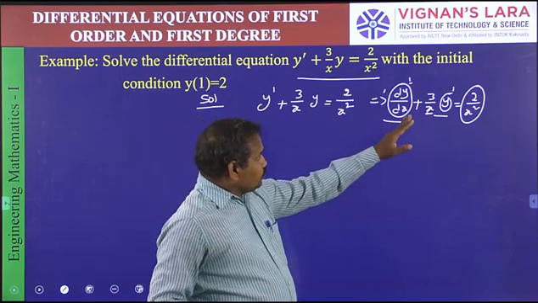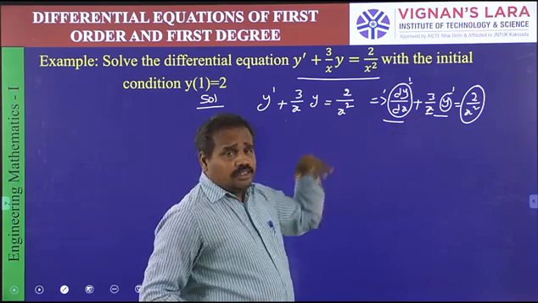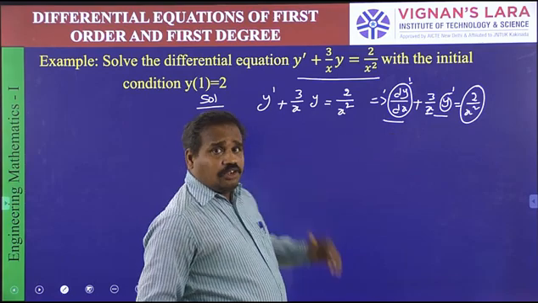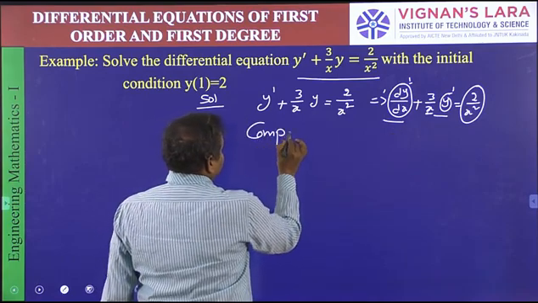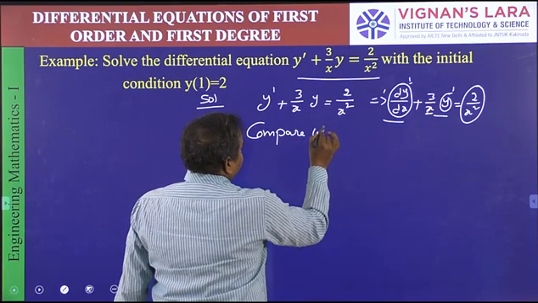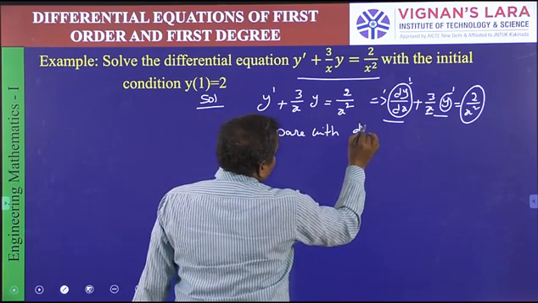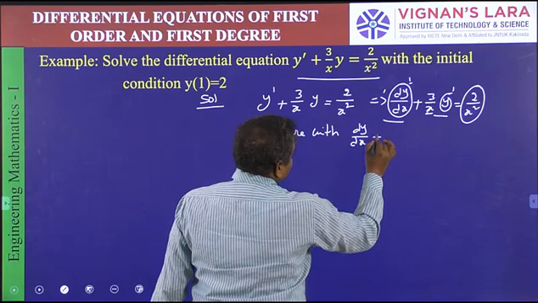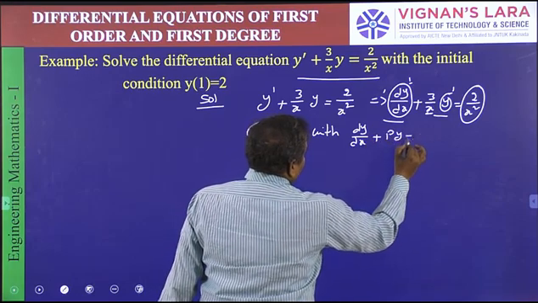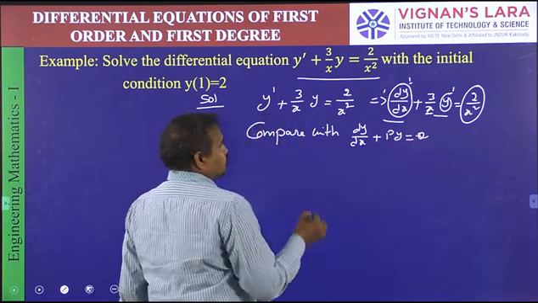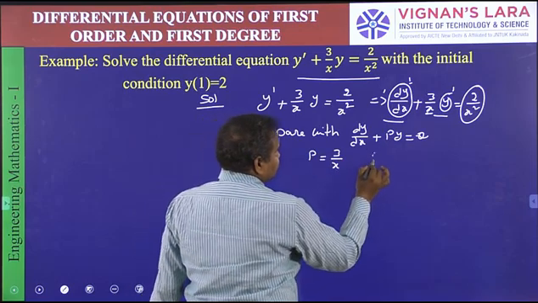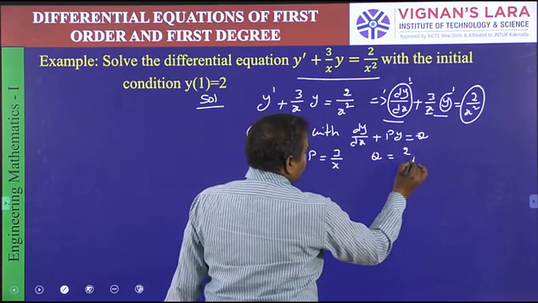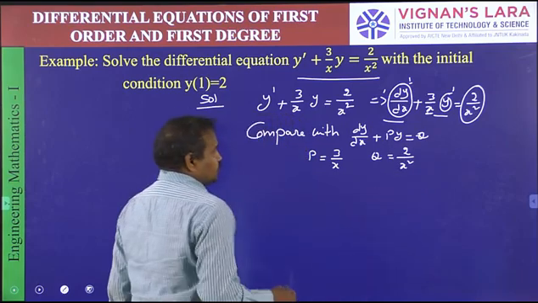Now it is linear in y. Now we are evaluating the general solution of this one. Compare this one with dy by dx plus py is equal to q. What is the value of p? p is 3 by x. q is equal to 2 by x square.